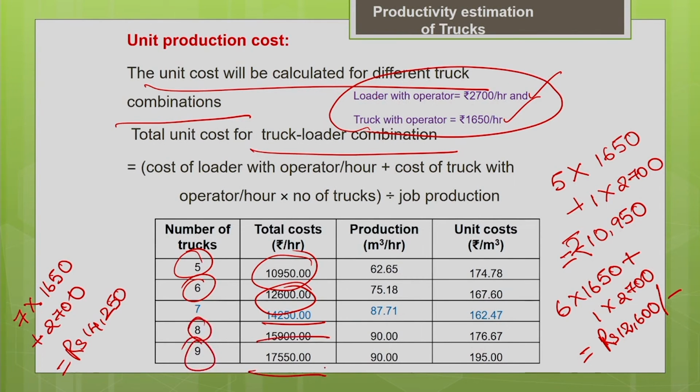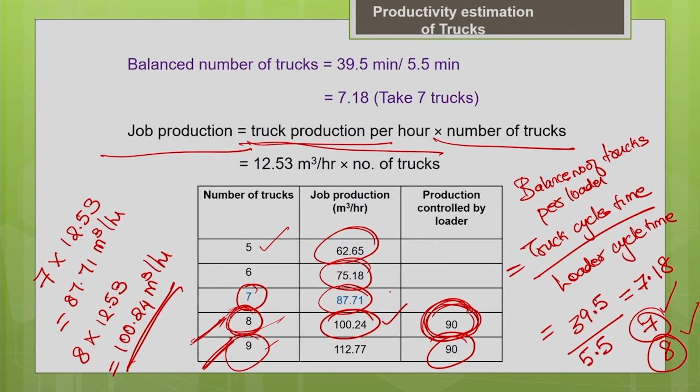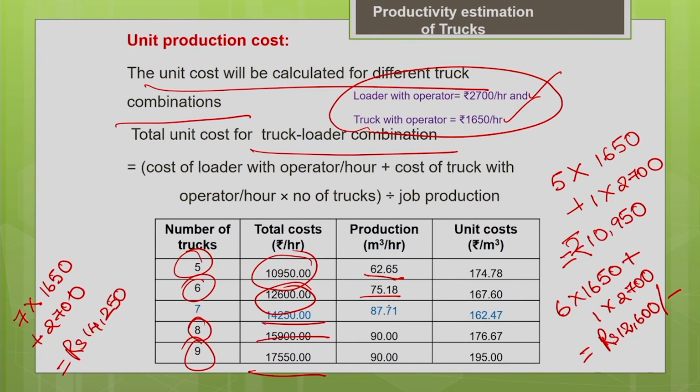Now your productivity, already you have estimated the productivity in the earlier table, 62.65, 75.18, 87.71, but you have to note that beyond the balance number, the productivity will be only 90. I cannot go beyond 90 because beyond the balance number, the productivity is controlled by the loader whose productivity is 90 meter cube per hour. So that is why you can see the productivity is only 90 beyond the balance number. Now you have to calculate the unit cost of production.